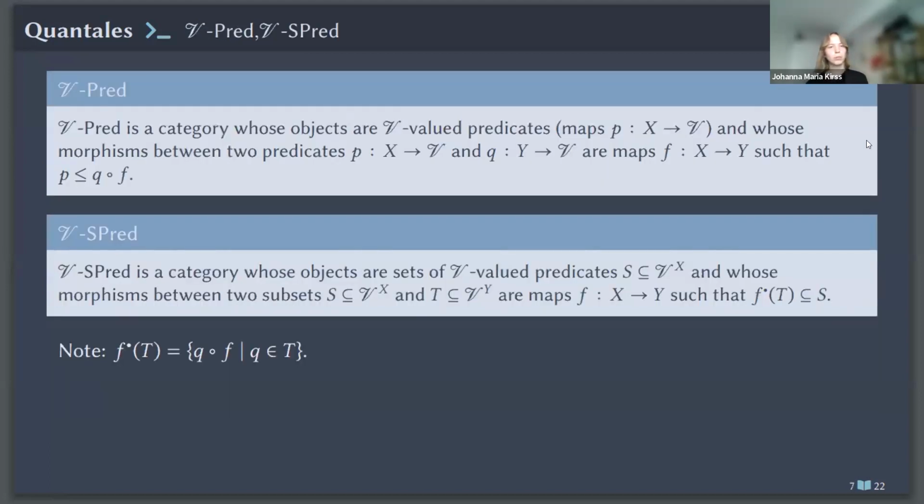Building on these predicates and relations, we have the category VPred, which is the category with objects being the predicates, so maps from X to V, and morphisms being maps f from X to Y such that P is less than Q composed with f. VSPred is quite similar, except now the objects are not single predicates, but subsets of predicates from X to V. We define the maps to be functions f from X to Y such that when we pull back the predicates along f, meaning we compose Q and f, just like in the predicate situation, then Q composed with f is also in S.